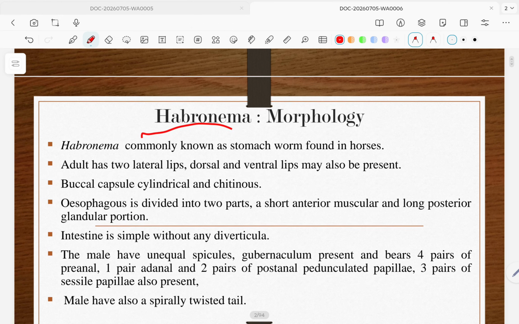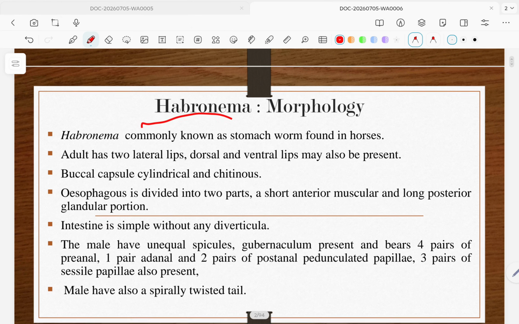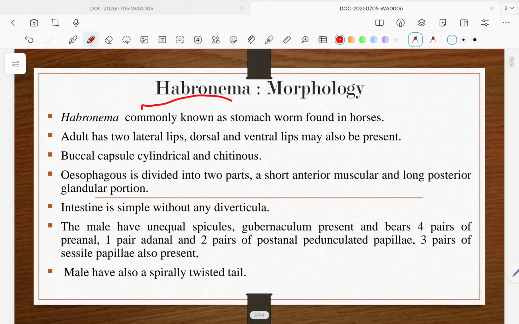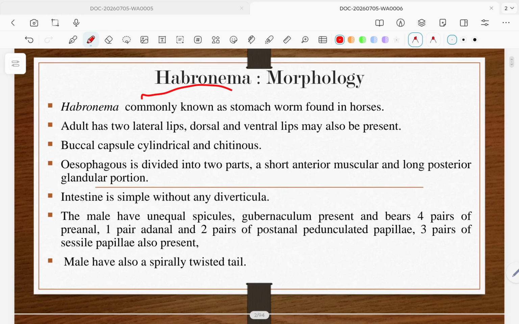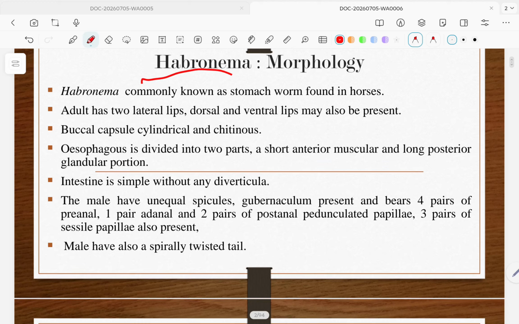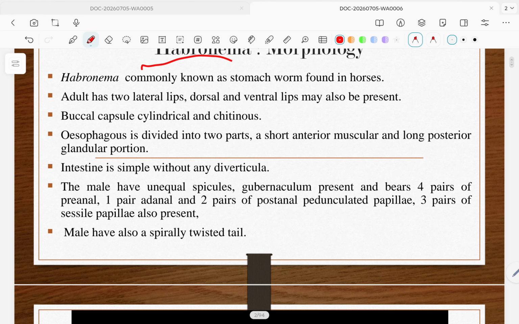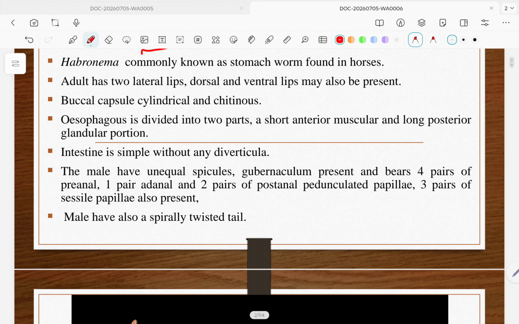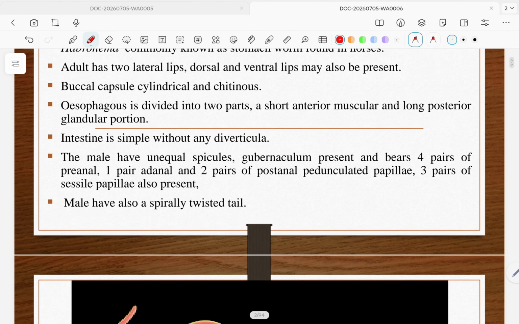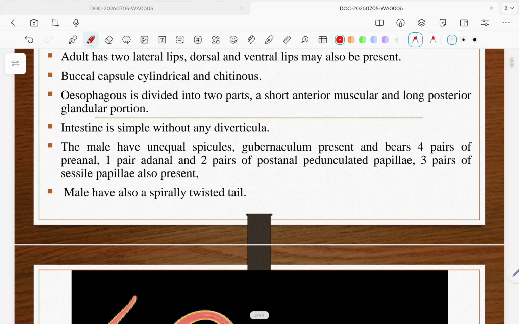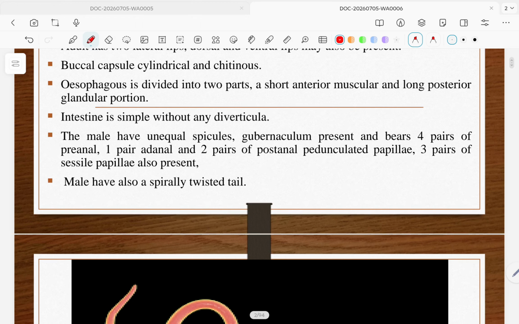Adult has two lateral lips; dorsal and ventral lips may also be present. Buccal capsule cylindrical and chitinous. Esophagus is divided into two parts, a short anterior muscular and a long posterior glandular portion. Intestine is simple without any diverticula.